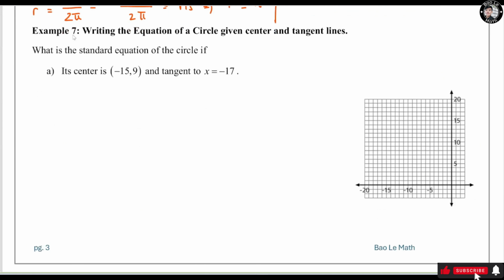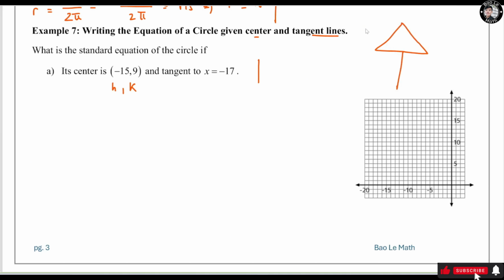Now example number 7. Write the equation of a circle given the center and tangent lines. What is the standard equation of a circle if the center is negative 15, 9, and tangent to x equals negative 17? This one is the vertical line. Remember, you have the Christmas tree trick.